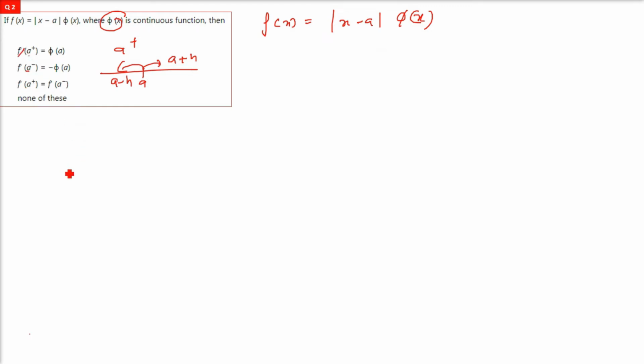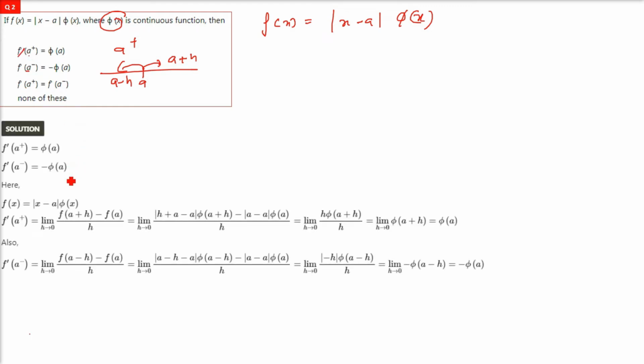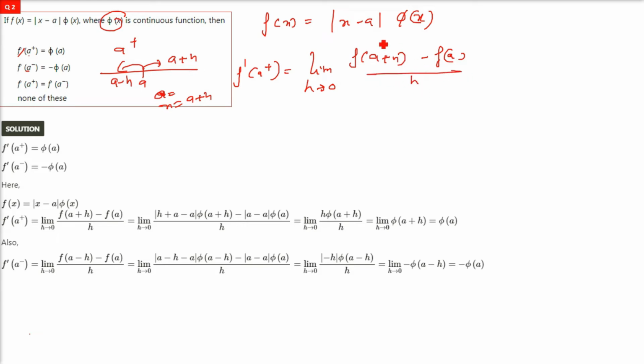Since we have f dash, what we'll do here is try to find the differentiation, or f dash, using the first principle. So f dash a plus, let us see what we get. Wherever x is there, just replace it with a plus h. So limit h tends to 0. The first principle is f(a plus h) minus f(a) divided by h. So wherever x is there, just replace it by a plus h.